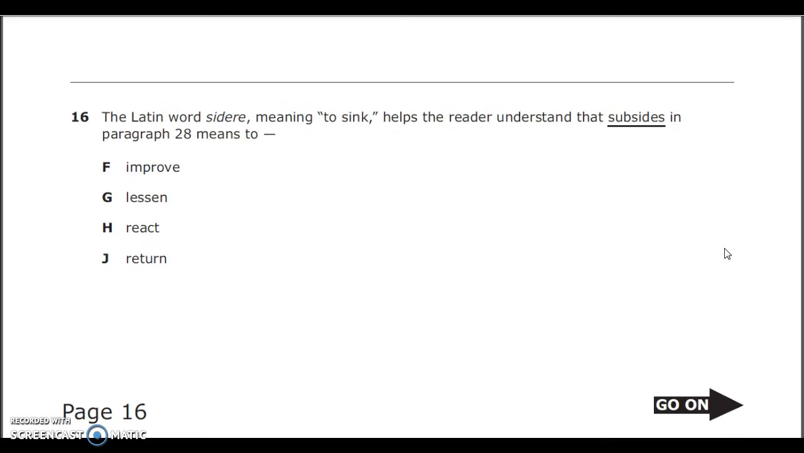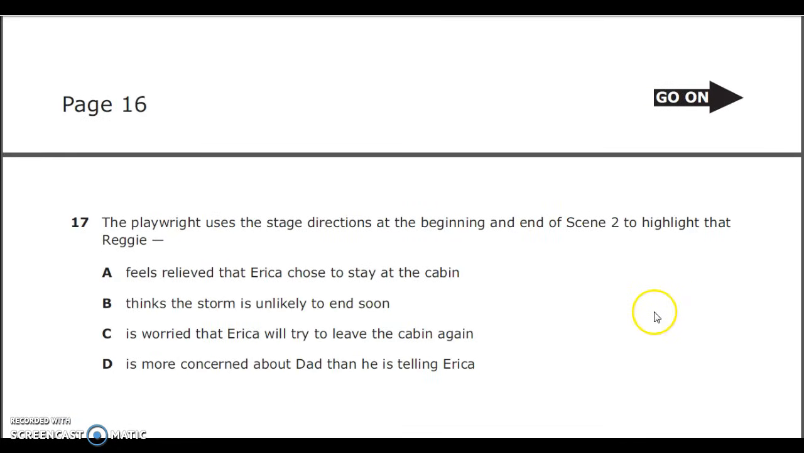Same thing here. They give you the Latin meaning of the word. So you still might want to look it up in the dictionary just to have somewhere to go, a dictionary definition as a reference. But in this case, you still have to go back to paragraph 28 because you've got to make sure your definition fits into the context of that paragraph. So if you get a question that looks like this, you can still use your dictionary, but you also need to go back to the paragraph that is listed there.